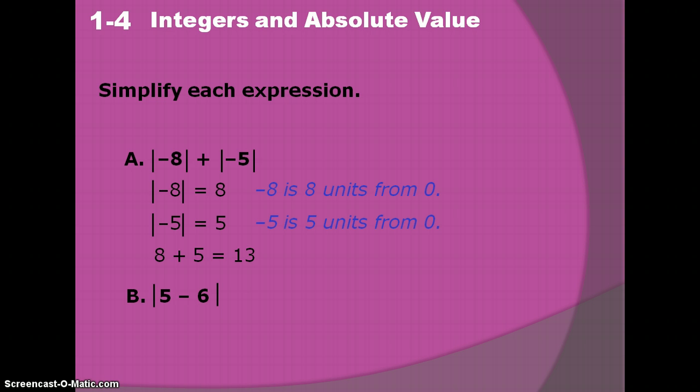In example B, because we treat the absolute value signs like parentheses, we would start by doing 5 minus 6 to get -1. But the absolute value bars are still there. Now we take the absolute value of -1, and that gives us an answer of +1.